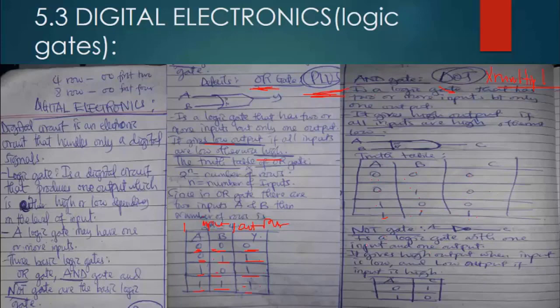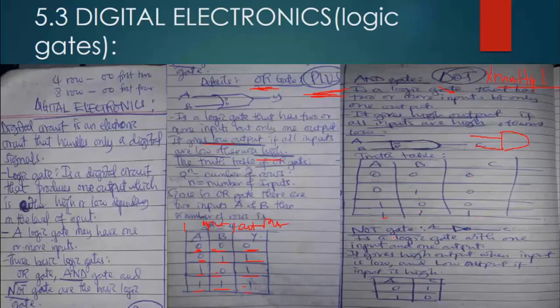A NOT gate is a special gate. It only uses one input. It only has one input. Okay, symbol yake inakuwa ni hivyo. Symbol ya AND gate inakuwa hivyo. So it usually has straight line hapo na inakuwa na curve namna hiyo. Sawa? Ni AND gate. Lakini NOT gate yenyewe inakuwa na triangle kama diode lakini na kiduara hapo.